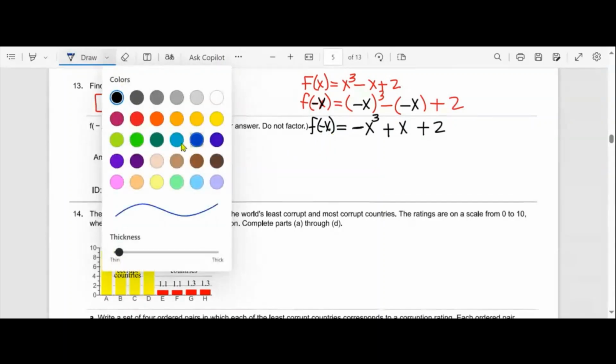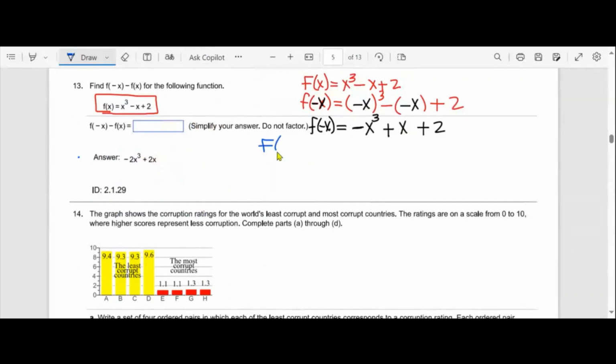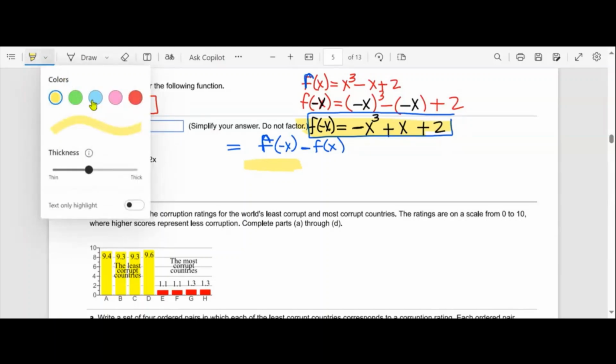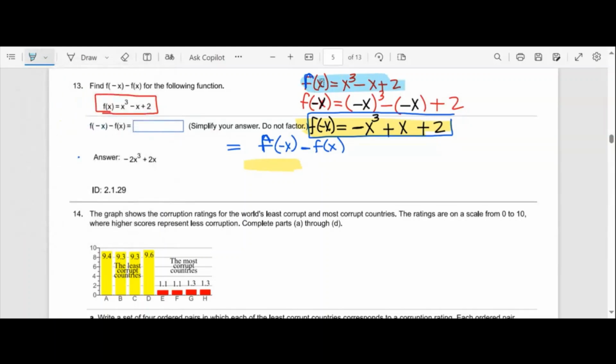Now I'm going to do what he's asking me for. He said f of minus x minus f of x. Correct? What is the result of f of minus x? This one, right? So I'm going to put this here. All this I put here. And the other one, where am I going to put it? Down here. Is this clear? All right, so let's write it down.